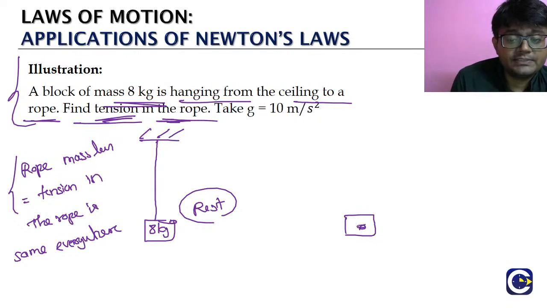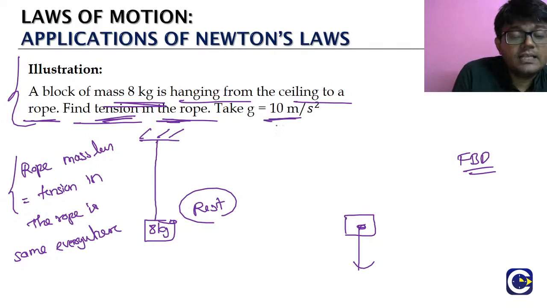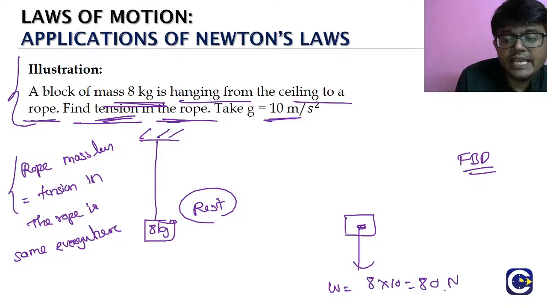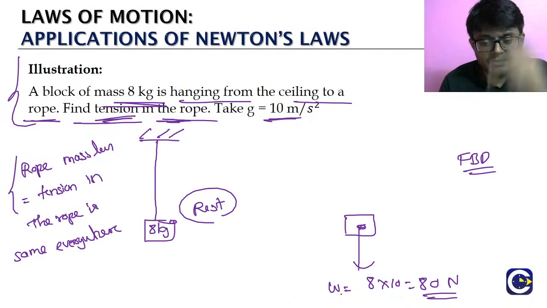Look at the forces on every object. This is the free body diagram we are drawing for the 8 kg block. What is the g value? 10 meter per second square. So what is the weight acting on this? m into g, which is 8 into 10, how much? 80 newtons. That is the weight acting on the body, vertically downwards.